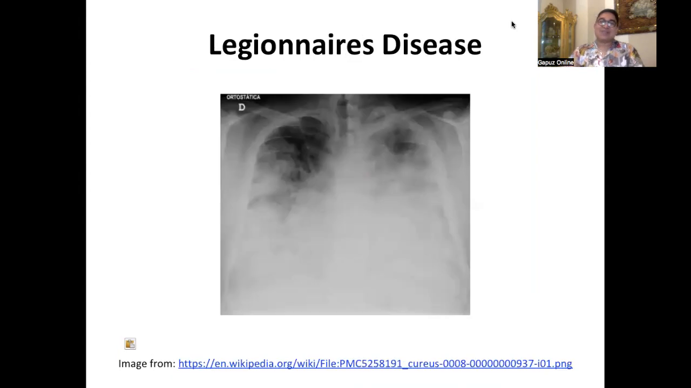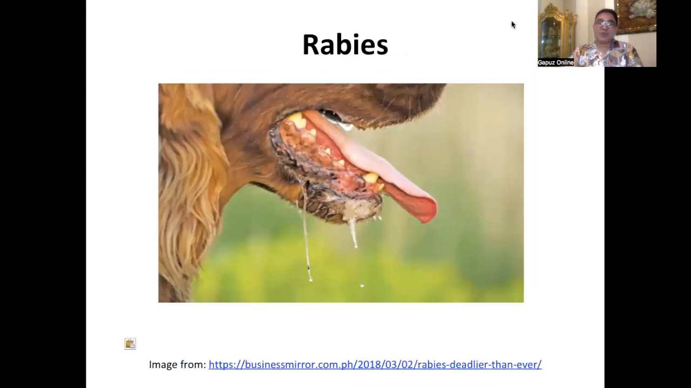And next, let's talk about Legionnaires Disease. Okay, this disease got its name in the 1976 Great American Legion Convention, where almost 200 people had pneumonia symptoms. So Legionnaires Disease is a type of pneumonia, so we expect that the patient will have fever, cough, body aches, and accompanied with diarrhea. And this is usually spread through contaminated water.